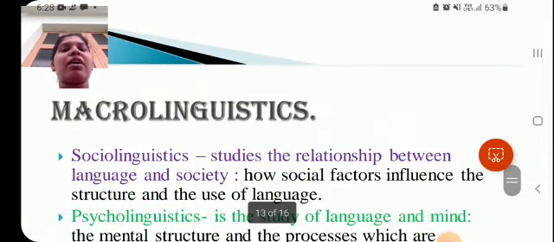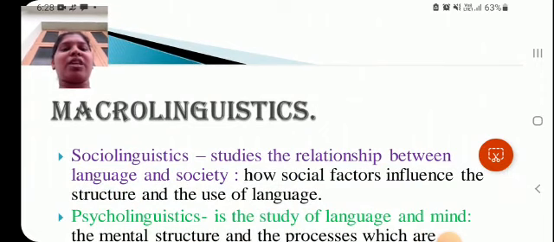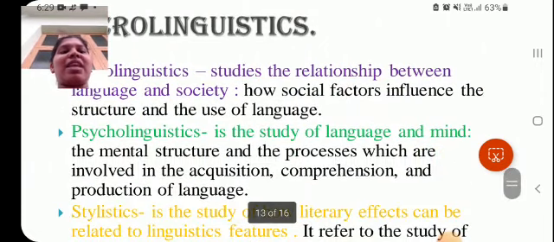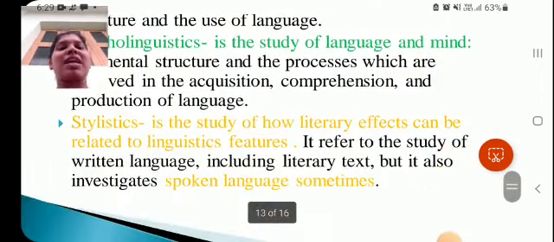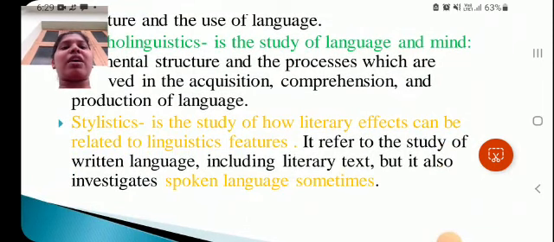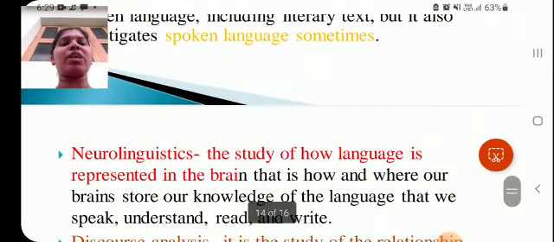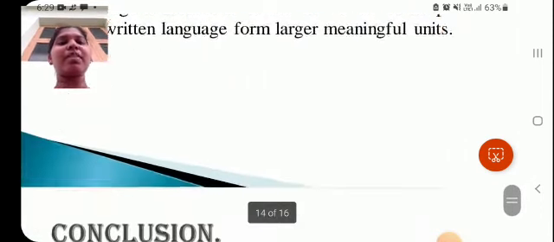Macrolinguistics. Sociolinguistics studies the relationship between language and society. Psycholinguistics studies language and the mind. Stylistics studies how literary effect can be related to linguistic features. And neurolinguistics studies how language is represented in the brain.